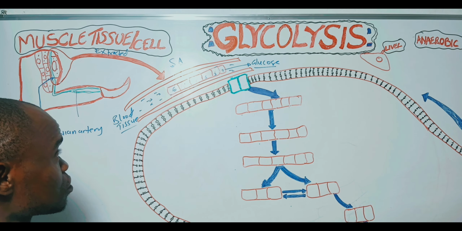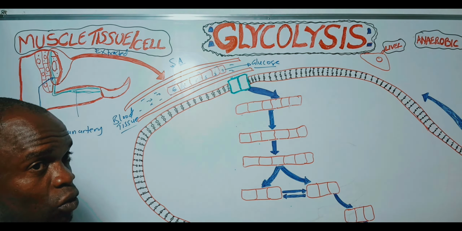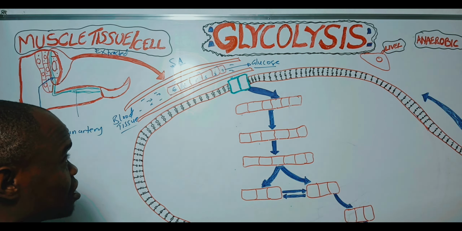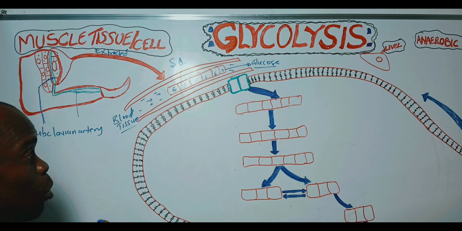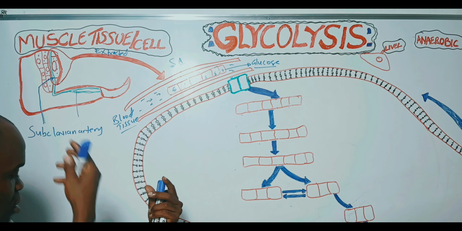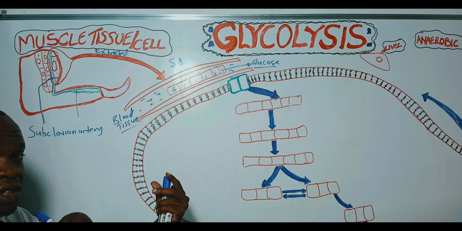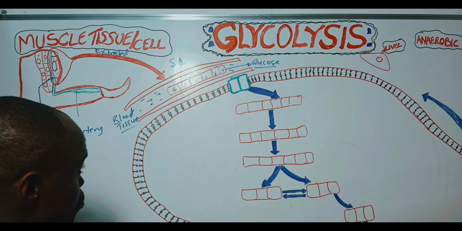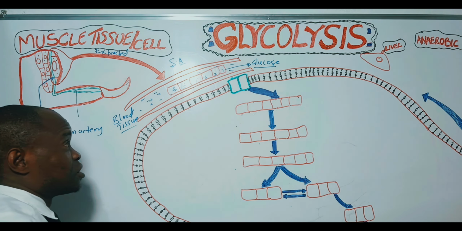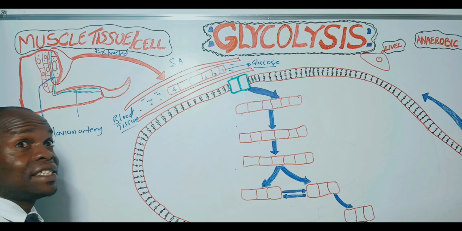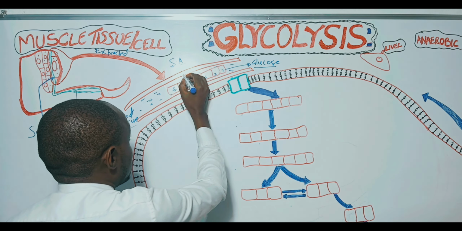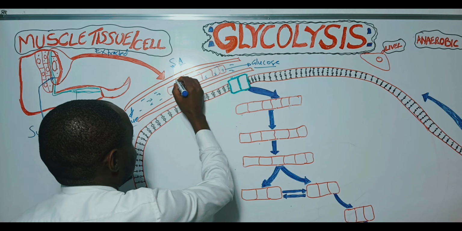Now we want to see how glucose is going to be broken down so we can get energy from it. But before that, we have to first see how glucose is moved from the blood vessels into the tissues. How does glucose reach my cells, the muscles we are seeing here? Now, this subclavian artery goes and branches into tiny blood capillaries, the tiny blood capillaries.